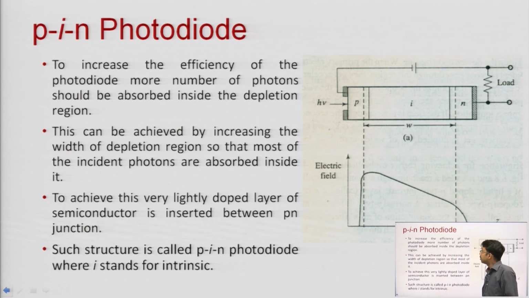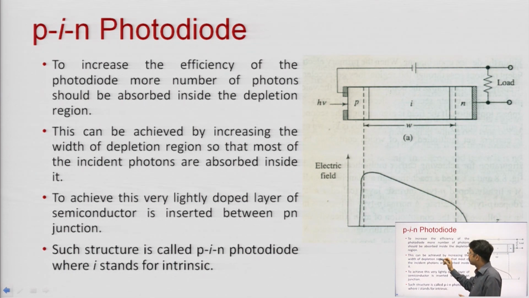How can we overcome this? To increase the efficiency of the photodiode, more photons should be absorbed in the depletion region, then only can we get more current. How can we ensure that more photons are absorbed in the junction region? By simply increasing the width of the junction region. How can we do that? We can insert an intrinsic layer between the p and n type semiconductor in the junction region.